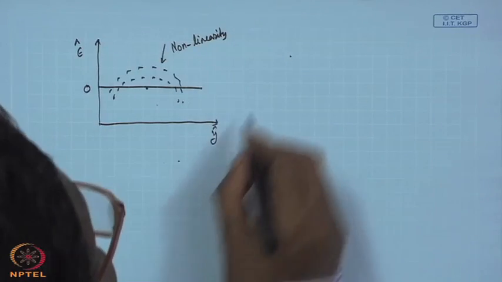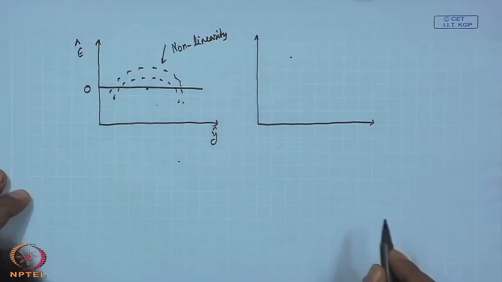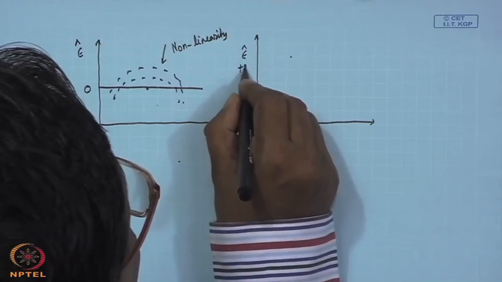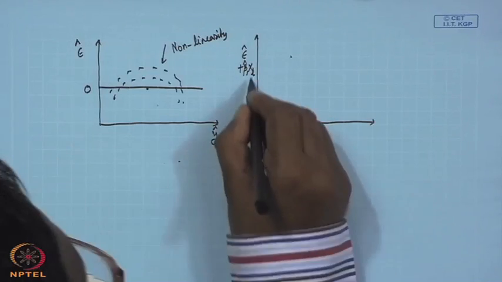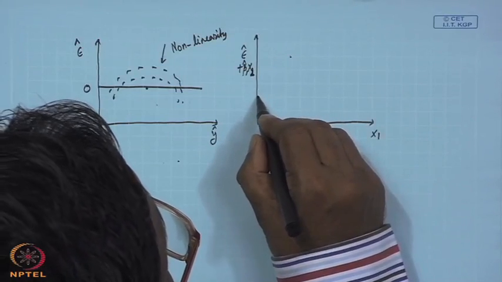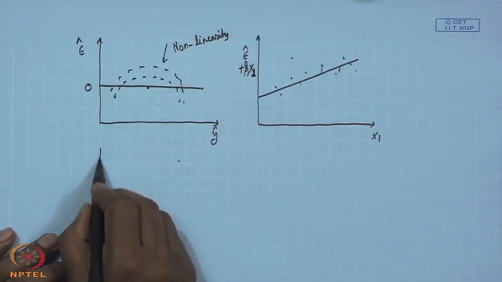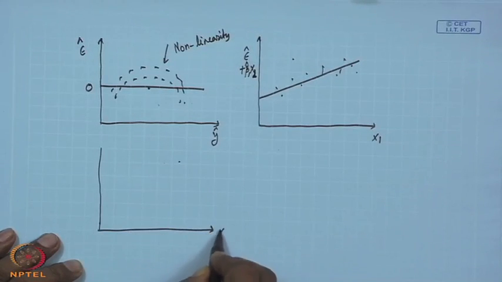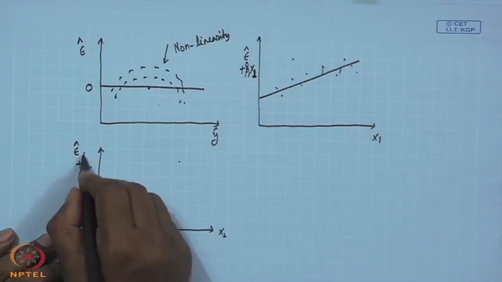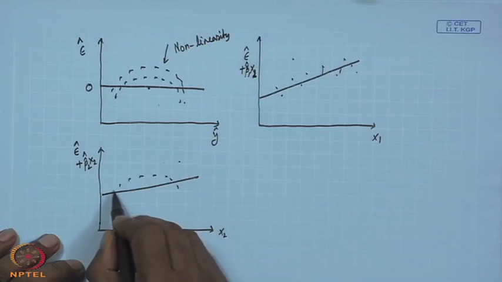Now, suppose there are two variables x1 and x2 representing the independent variables. So, you are doing like this, beta 1 cap x1, and this side x1, and you found a curve like this. When you plot for the second one x2, then epsilon plus beta 2 cap x2, suppose this one is like this, but residuals like this.